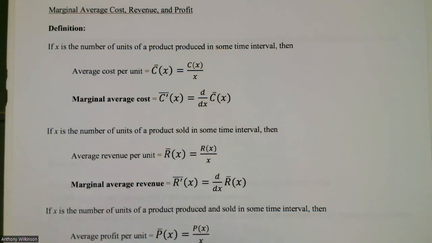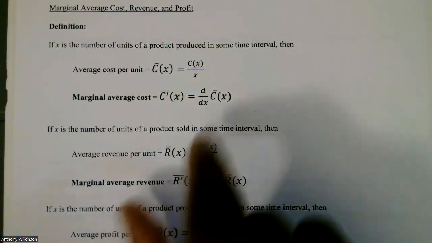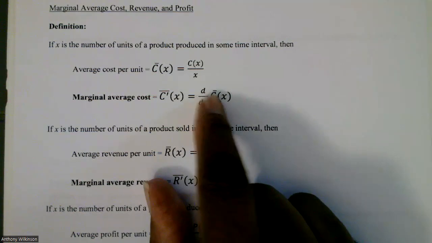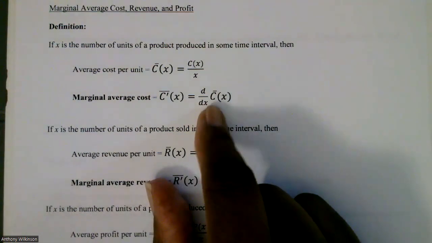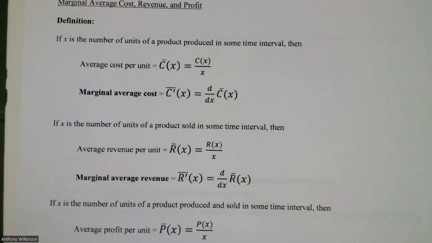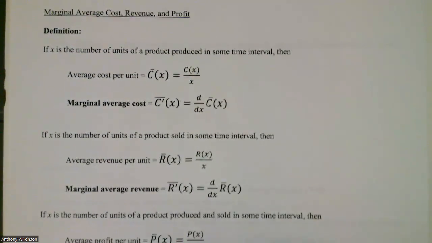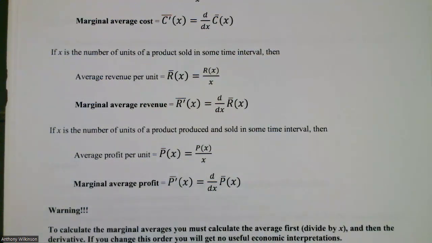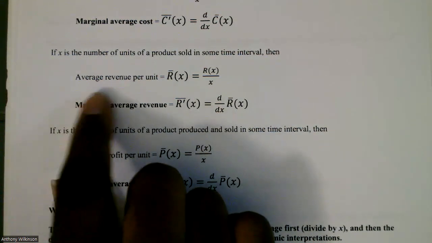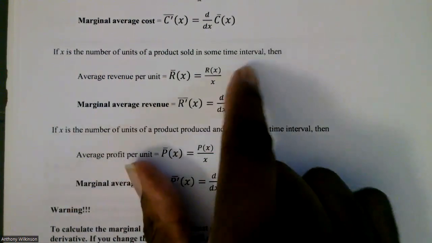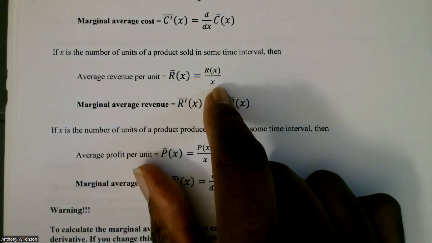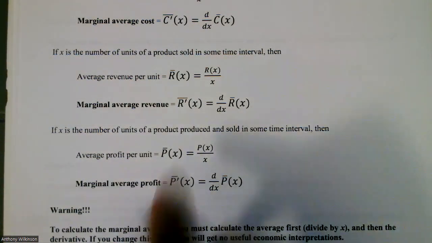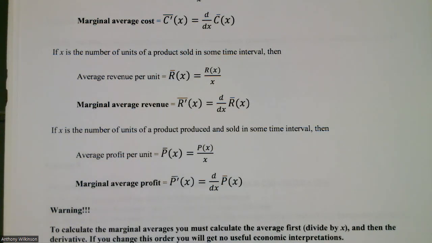And then the marginal average cost would be C bar prime of x. That's just the derivative of your average cost per unit, the derivative of C bar of x. And then for the marginal average revenue, if x is the number of units of a product sold in some time interval, then the average revenue per unit would be R bar of x, which is R of x divided by x. And then for the marginal average revenue, you just take the derivative of your average revenue per unit function, R bar prime of x. That's the derivative of R bar of x with respect to x.